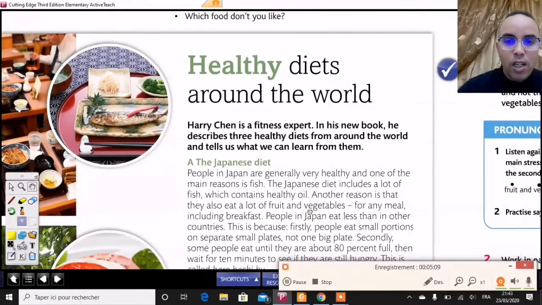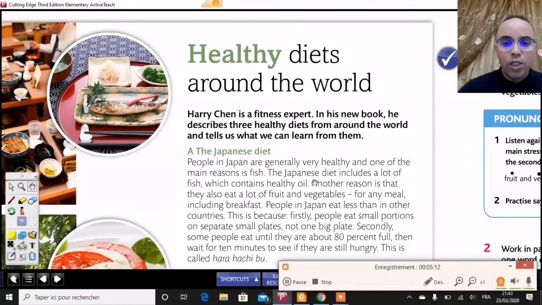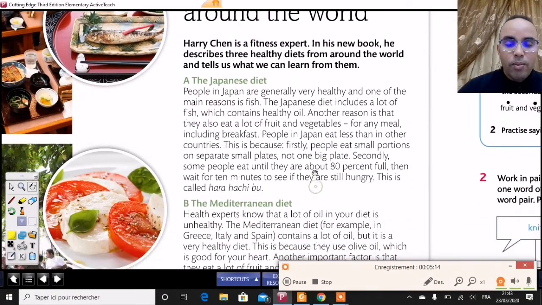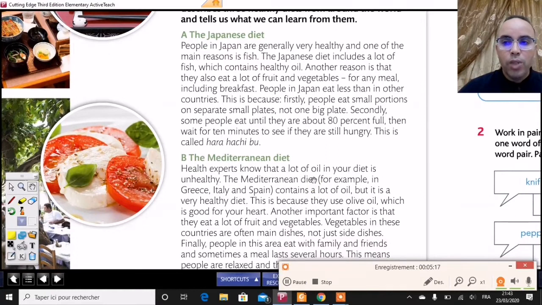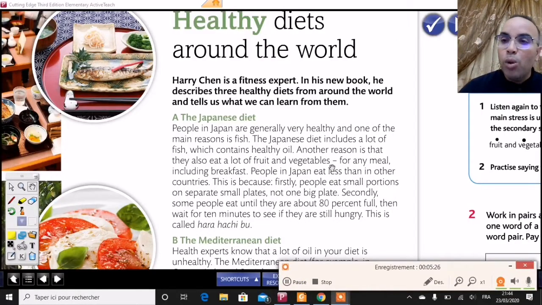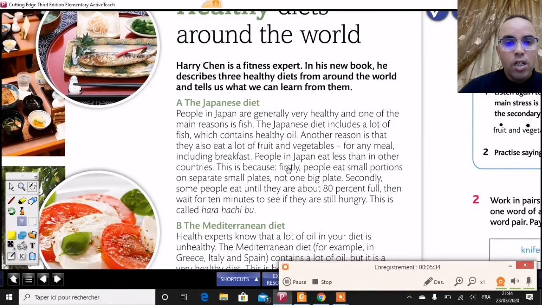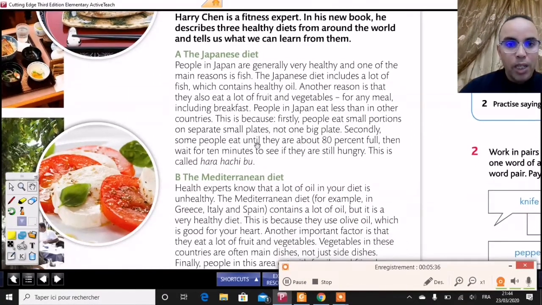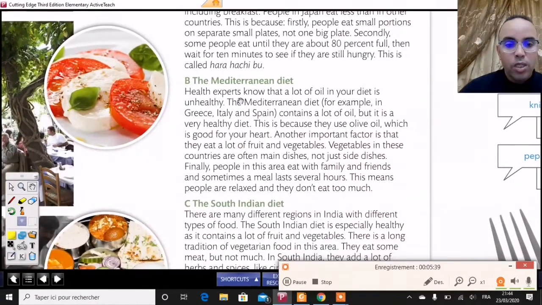Okay, so this is the article. Try to read the article carefully and answer the questions. I believe that the more you practice reading aloud, the better your pronunciation will be. So try to choose one part of this article, maybe part A, B, or C, and then try to read it aloud and put your audio file in the group.